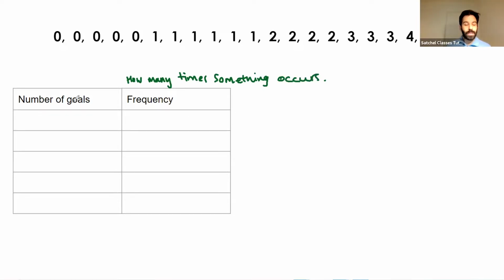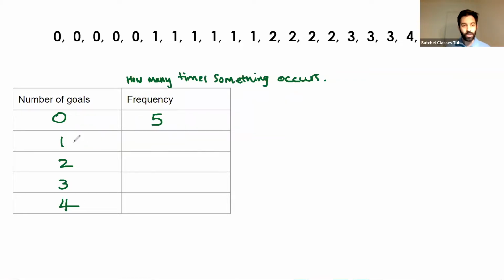So let's think about the number of goals then. We have 0, we have 1, and in some games they scored 2, and in some games they scored 3, and in some games they scored 4. So how many times did they score 0 goals? Well, if we count here, we have 1, 2, 3, 4, 5. So in 5 games they scored 0 goals.